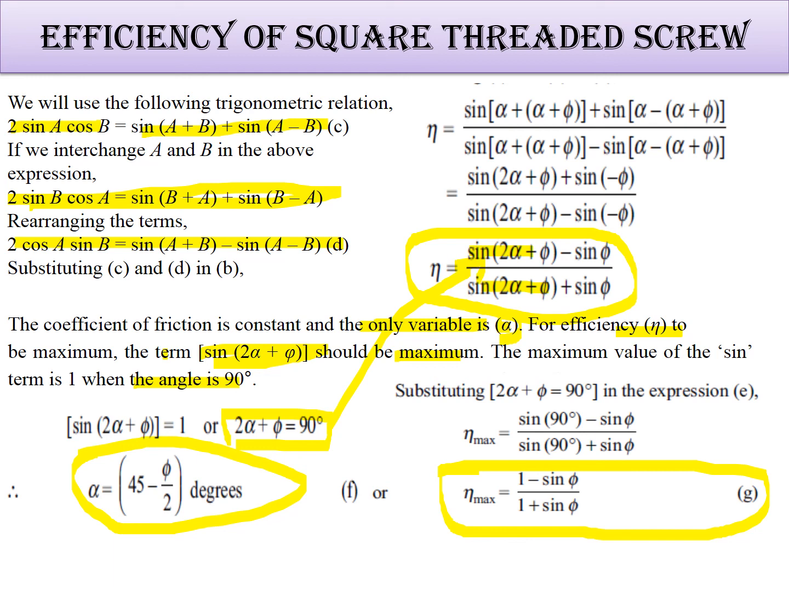So to calculate the maximum efficiency, you have to use this equation, that is 1 minus sine of phi divided by 1 plus sine of phi. I think you understand this part very easily. It's a very simple equation, but it is needed in examinations also many times.